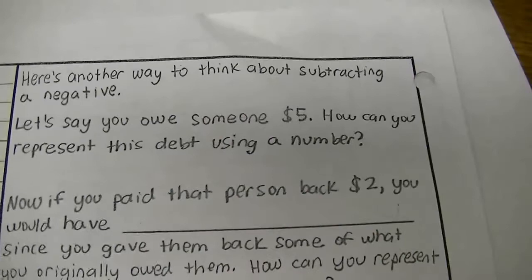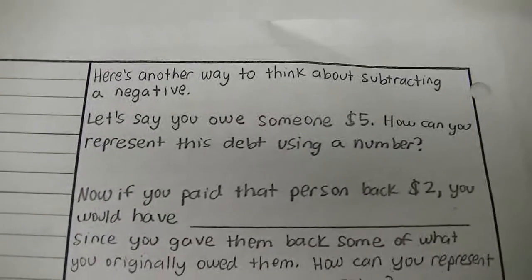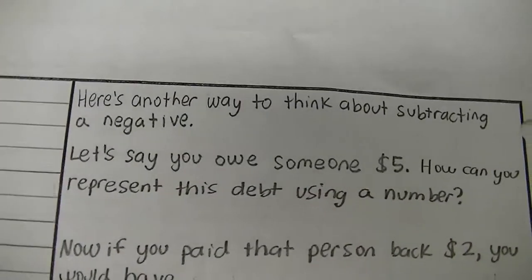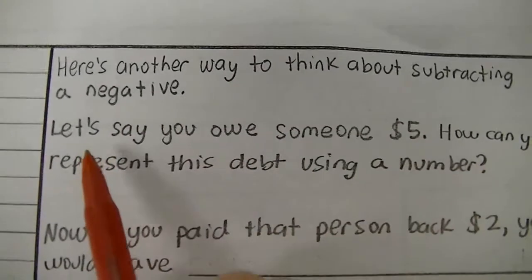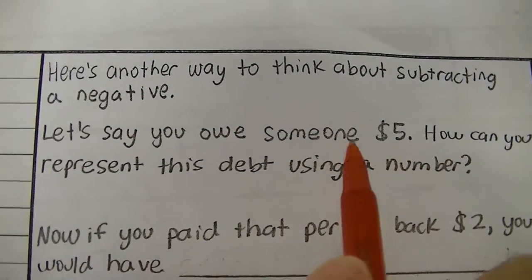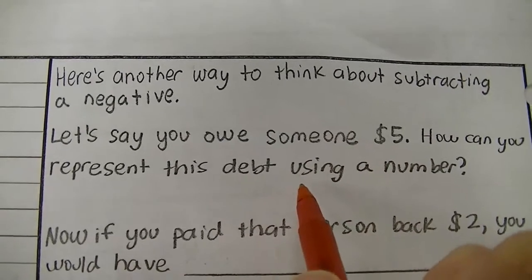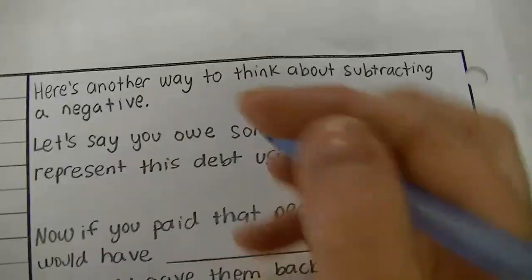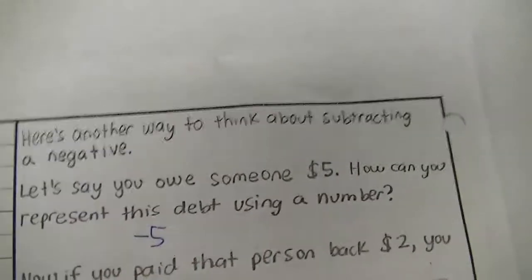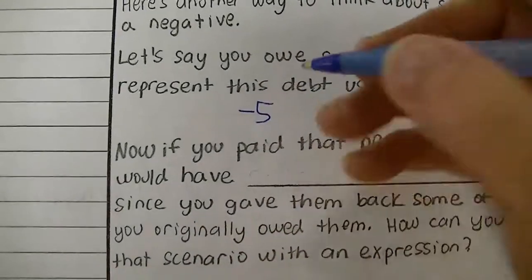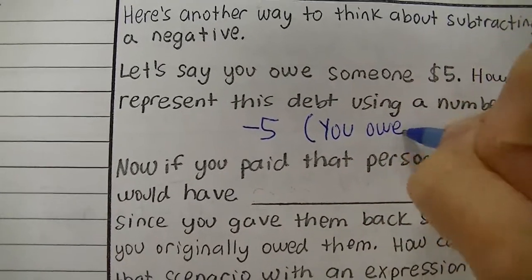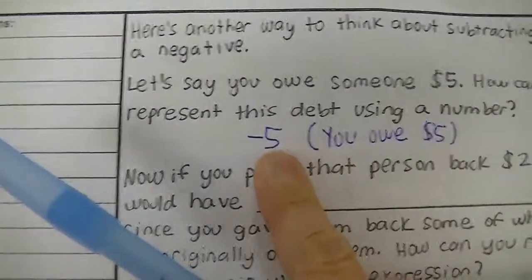So here's another way to think about subtracting a negative number. When you see subtracting a negative, here's another way you can think of it. Let's say you owe someone $5. So you owe someone $5, and how can you represent that debt using a number? I would represent it using a -5. Okay? Because you owe them $5. You have a -5 value. So I'm going to put in parentheses that you would owe somebody $5. That's why it's a -5.